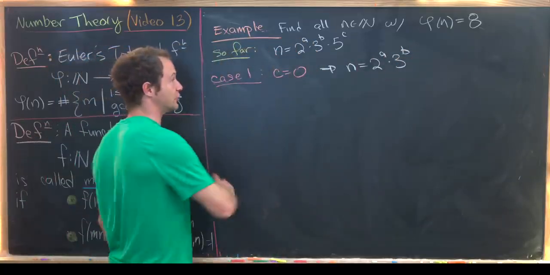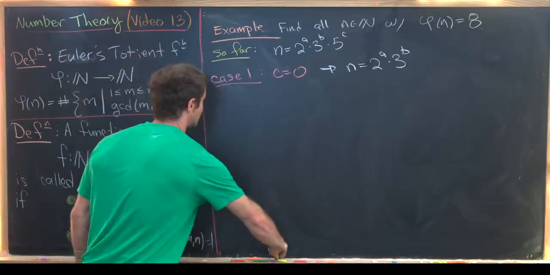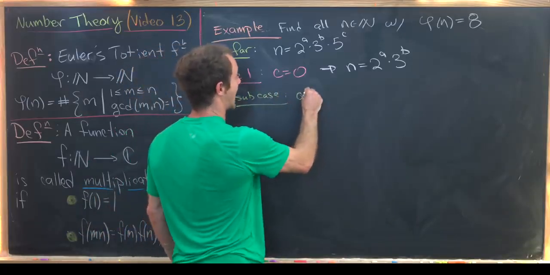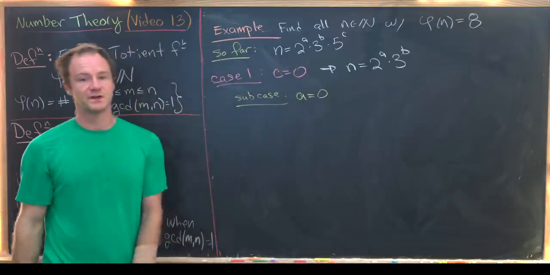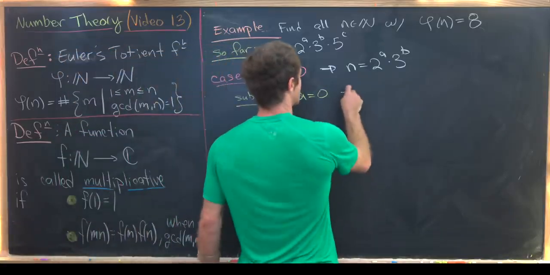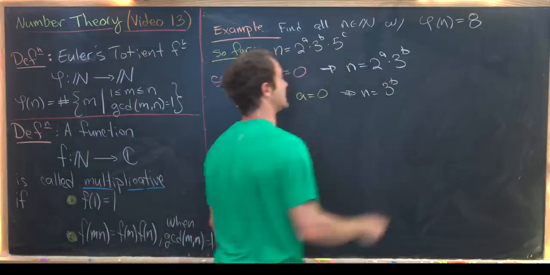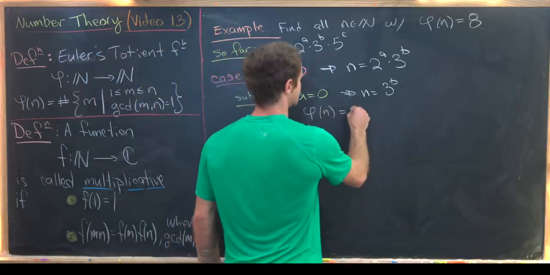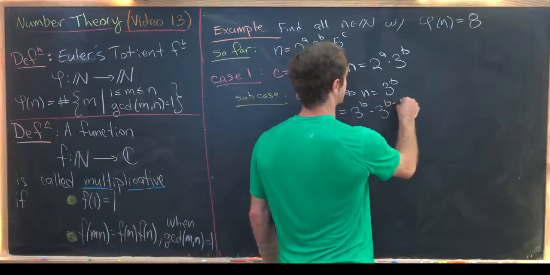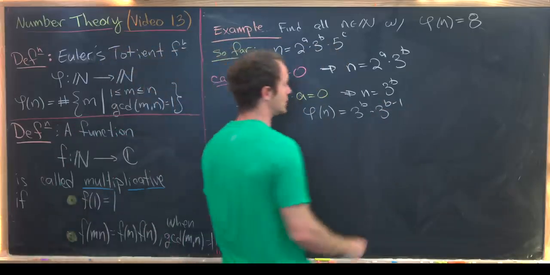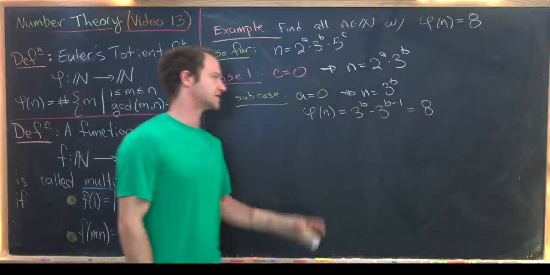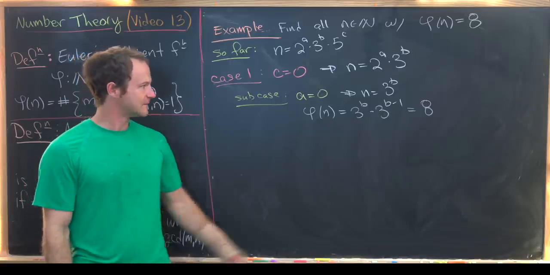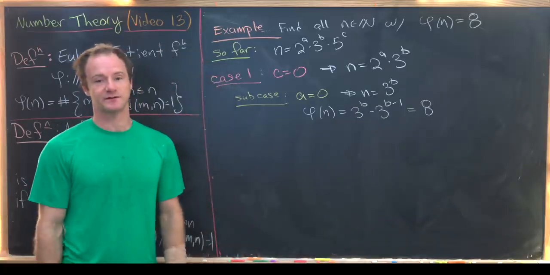Now, like I said, we're going to do casework, including subcases. So let's do our first subcase, which will be a equals 0. So notice if a is equal to 0, then that tells us that n is equal to 3 to the b, which tells us that phi of n is equal to 3 to the b minus 3 to the b minus 1. And we want that to be equal to 8. So 8 must be a difference of 2 powers of 3. And those are consecutive powers of 3.